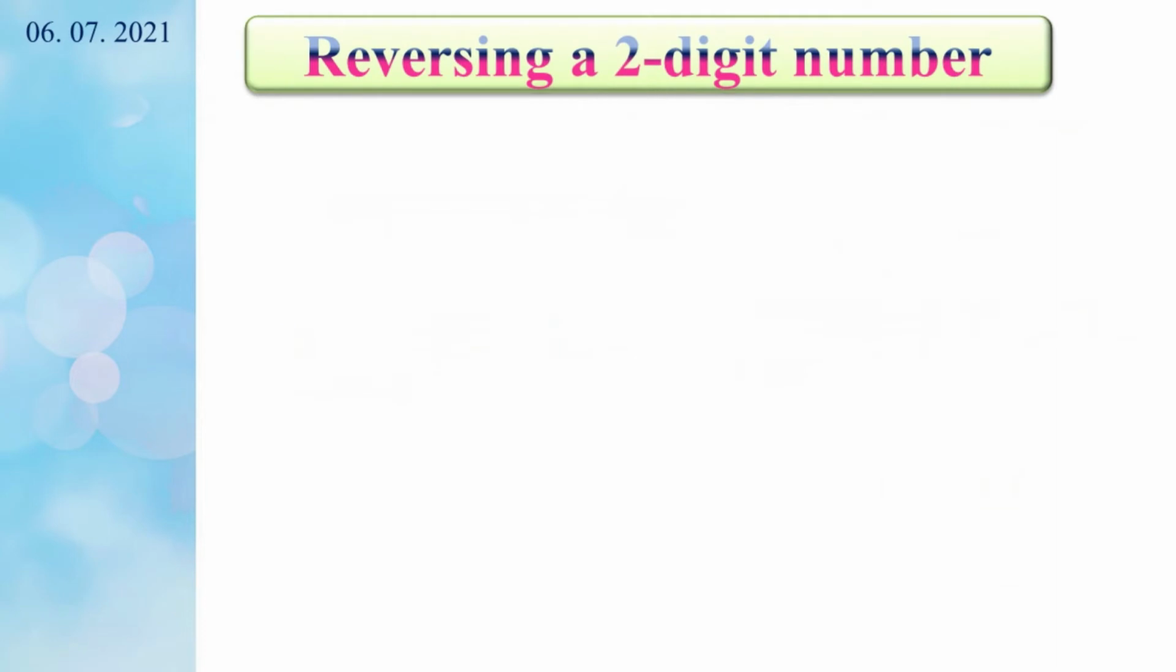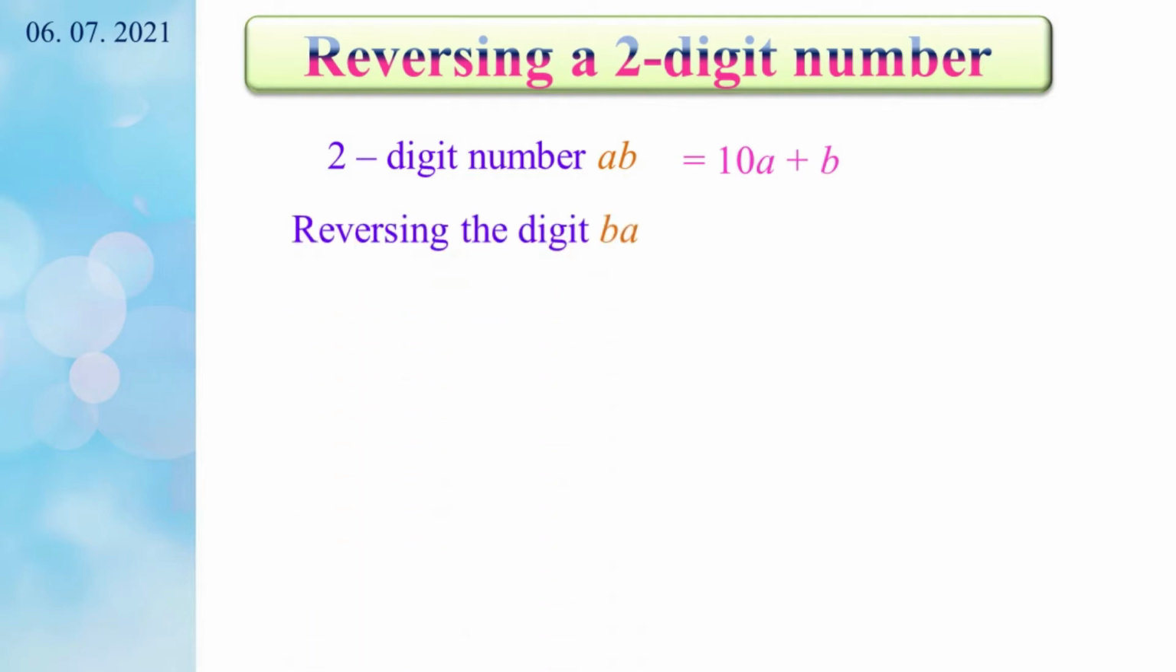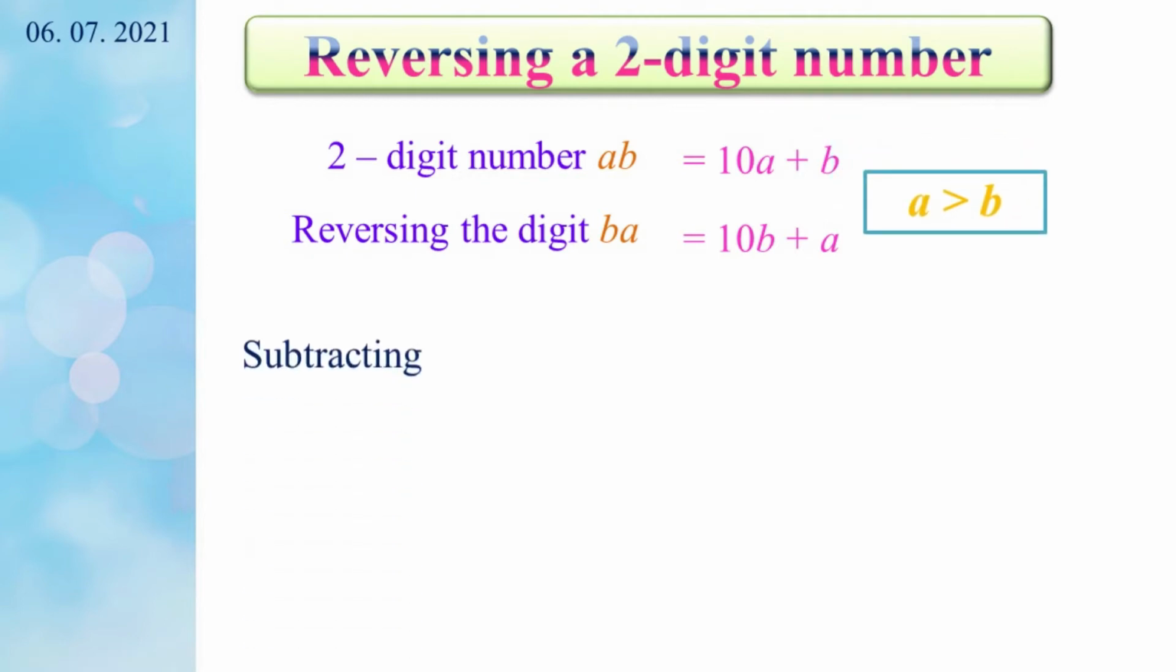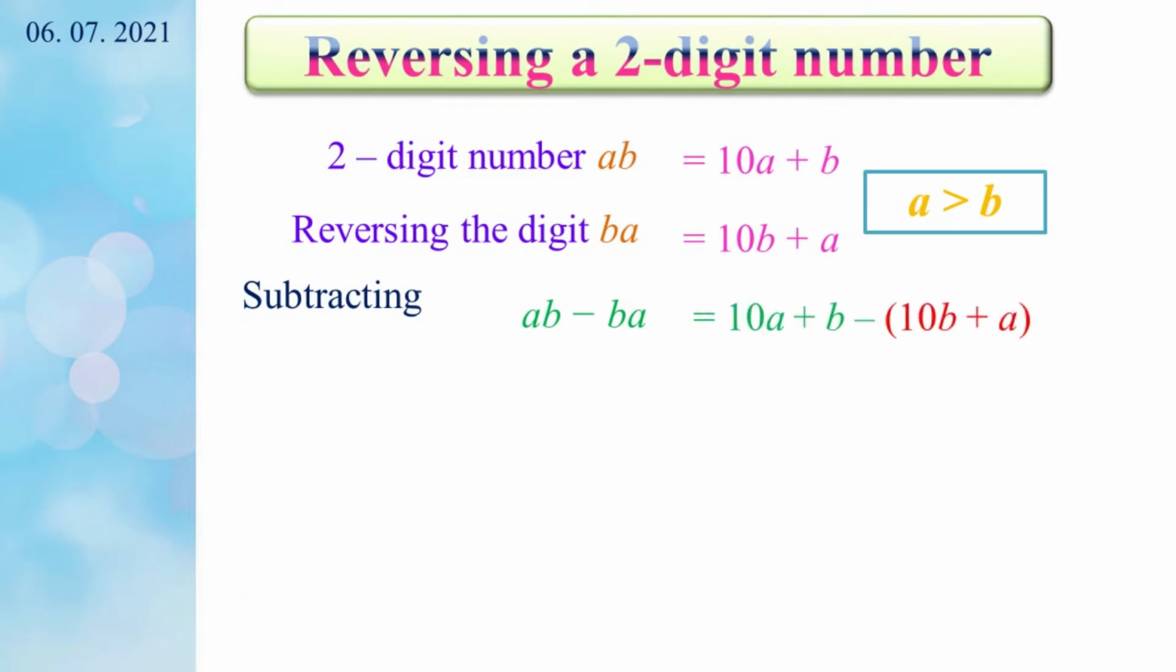Again we consider a two-digit number AB. The expanded form of AB is 10A plus B. On reversing the digits, the expanded form of BA is 10B plus A. If A is greater than B, then the difference between the numbers is AB minus BA, equal to 10A plus B minus (10B plus A) in brackets.